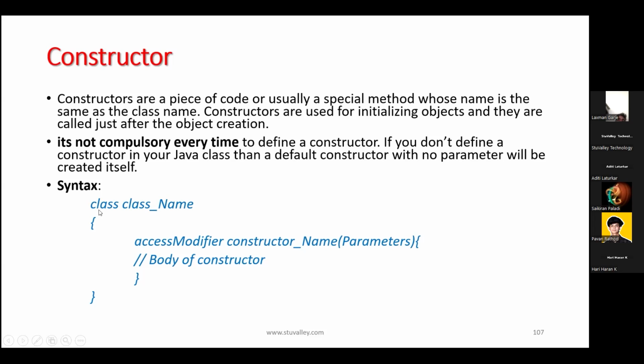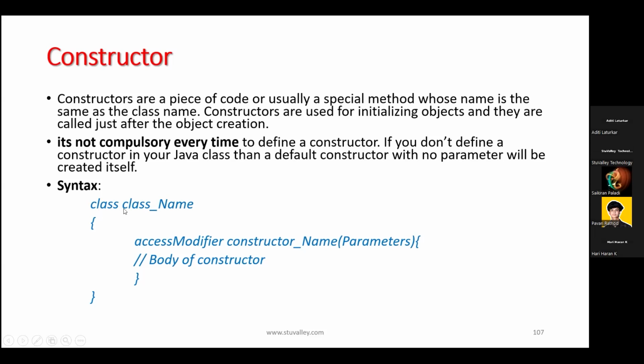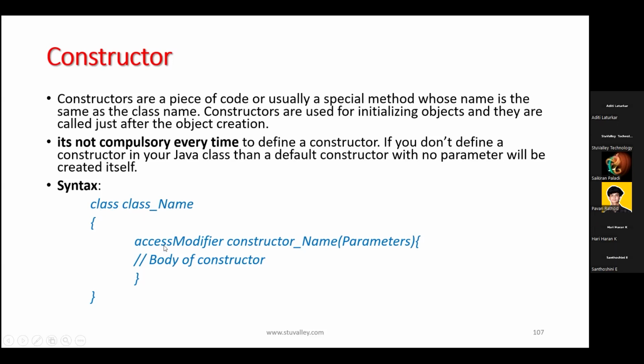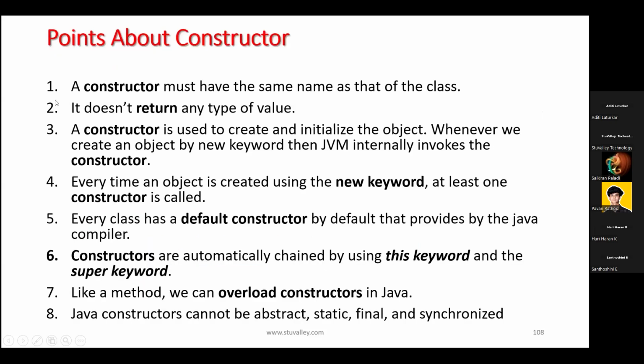The syntax for defining a constructor is: access modifier, then the constructor name. The constructor name always has the same name as the class name. Then the parameters, which are optional, and the body of the constructor, where you add whatever you want to perform while constructing an object.